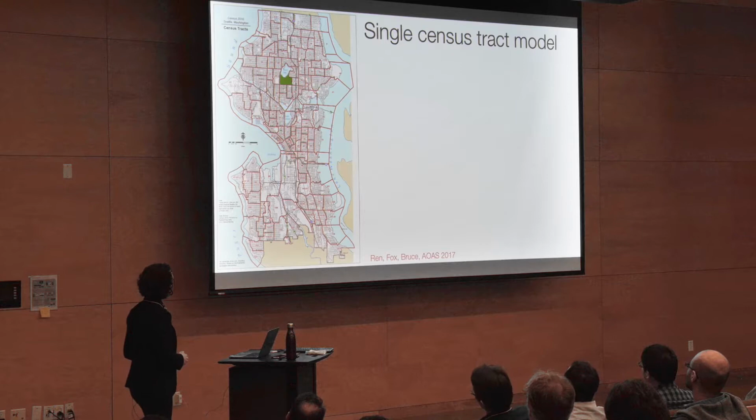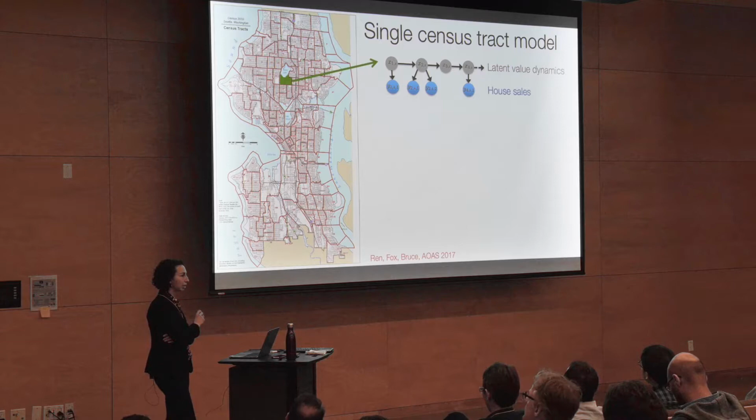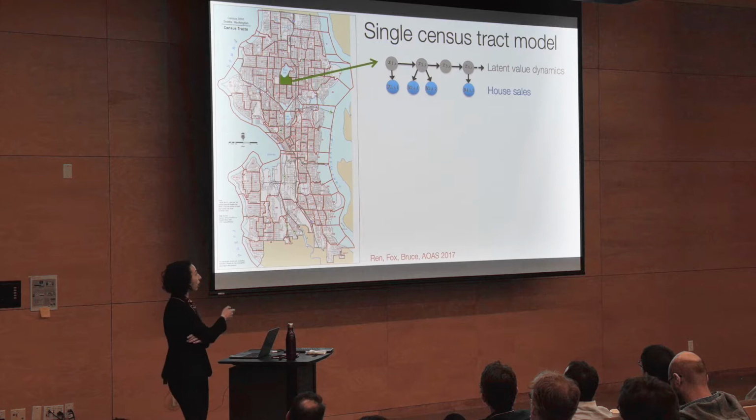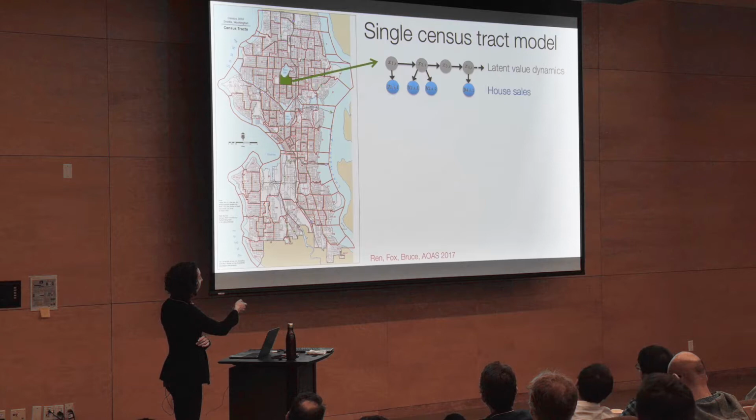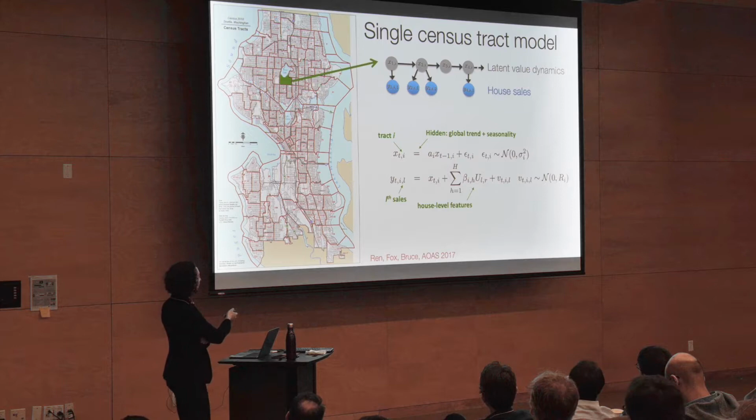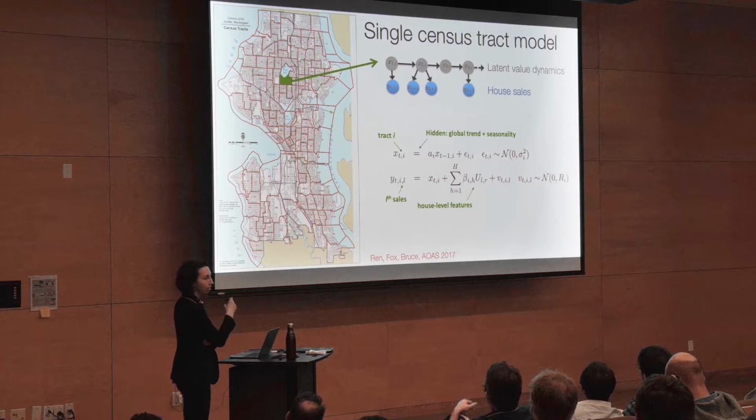So to describe the dynamical model a little bit, we're going to take each census tract and model the price dynamics using a state-space model, where at some time points we have just a single house sale, other times multiple, and many time points there are no house sales. And a little bit more explicitly, what this model consists of is a latent linear autoregressive process on the latent price dynamics.